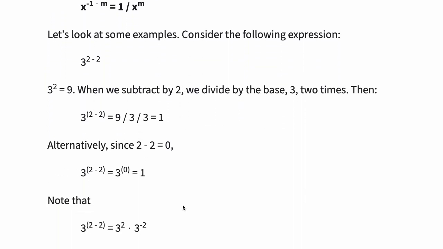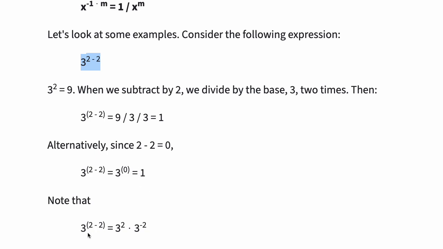Let's look at some examples. Consider the expression 3 to the 2 minus 2. 3 squared equals 9. When we subtract 2, we divide by the base 3 two times. Then 3 to the 2 minus 2 is equal to 9 divided by 3 divided by 3, which is 1. Alternatively, since 2 minus 2 is equal to 0, 3 to the 2 minus 2 is equal to 3 to the 0, which is 1.